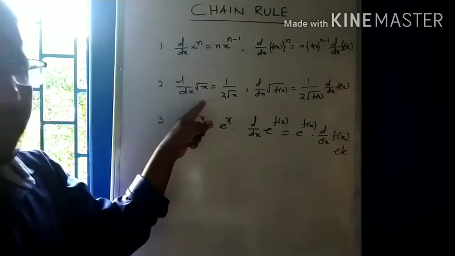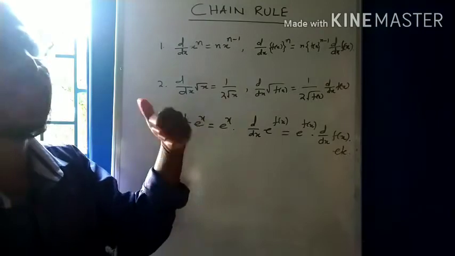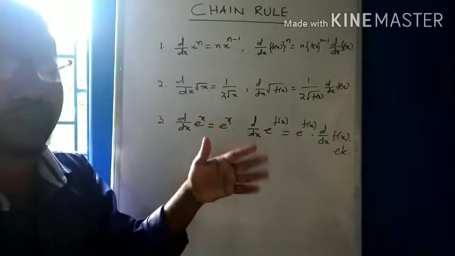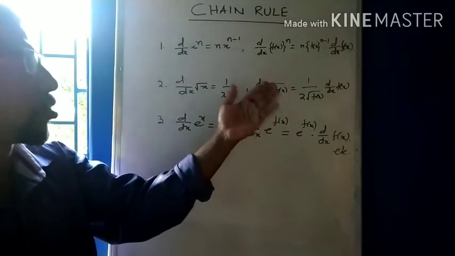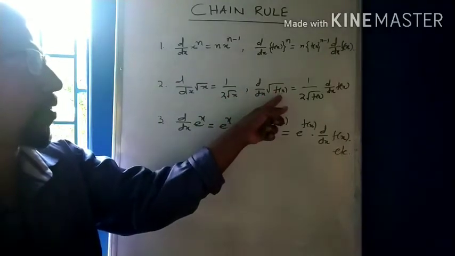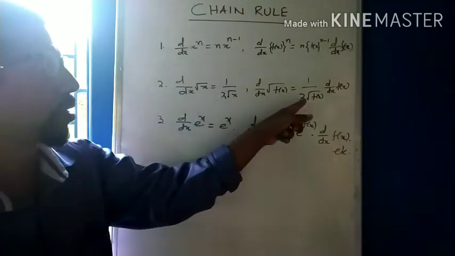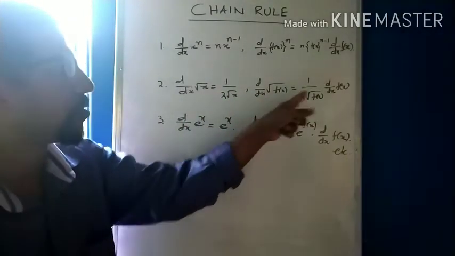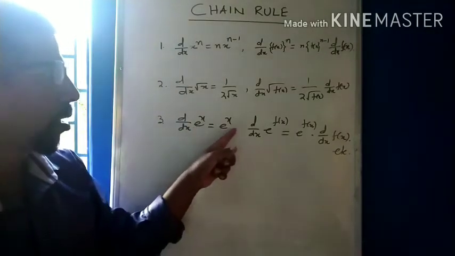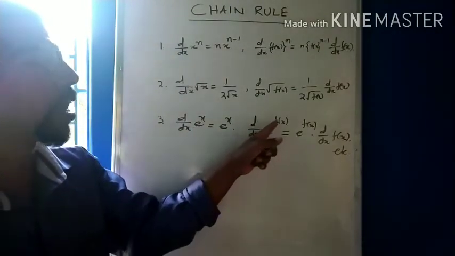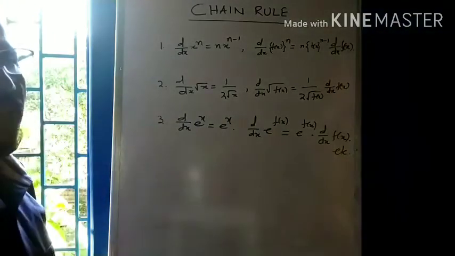Similarly, for root x, we know the derivative is 1 by 2 root x. But instead of x, if it is a function of x, suppose log x or sin x or cot x or e to the power x, then root over f(x) will be 1 by 2 root f(x), same as 1 by 2 root x, into the differentiation of f(x). Similarly, the derivative of e to the power x is e to the power x, but if you get e to the power f(x), it will be e to the power f(x) into the differentiation of f(x).